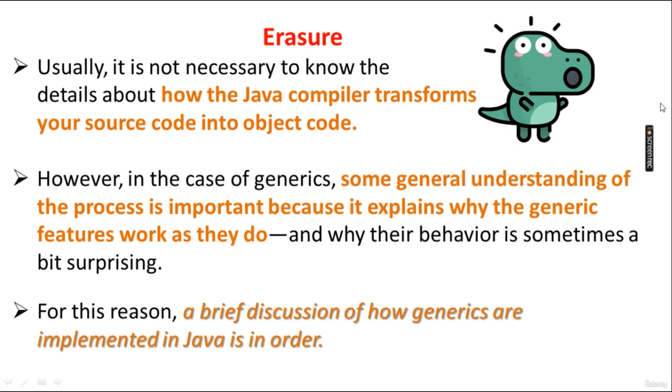Usually it is not necessary to know the details about how the Java compiler transforms your source code into object code. Okay, so object code is generated. However, in the case of generics, some general understanding of the process is important because it explains why the generic features work as they do and why their behavior is sometimes a bit surprising. For that purpose, a brief discussion of how generics are implemented in Java is in order. For some topics, some general understanding of the transformation of source code into object code is necessary.